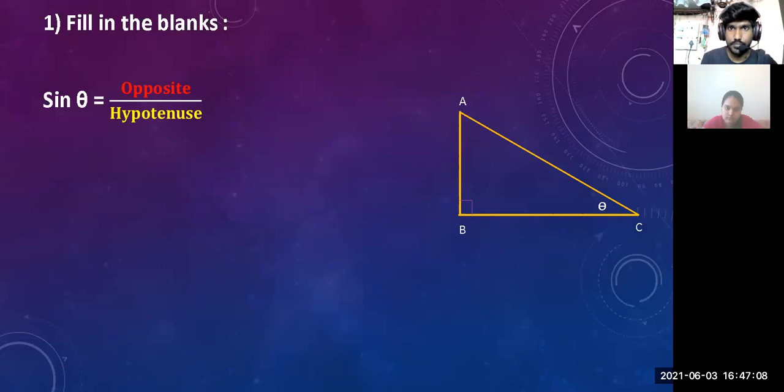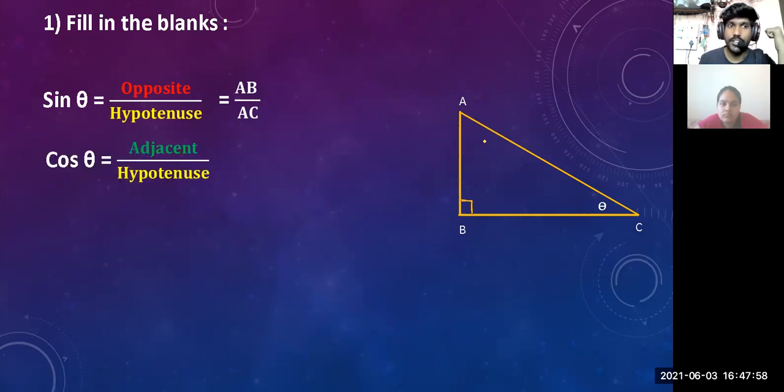Okay, so we have a triangle ABC, a right angle triangle. I hope you can see this right angle, this 90 degree right angle. So sine theta, we know sine theta is opposite upon hypotenuse. So from this triangle, can you tell me what will be sine theta? Unmute yourself. From this triangle, tell me the opposite and the hypotenuse. AB upon AC. Correct. So sine theta, opposite upon hypotenuse, is equal to AB upon AC.